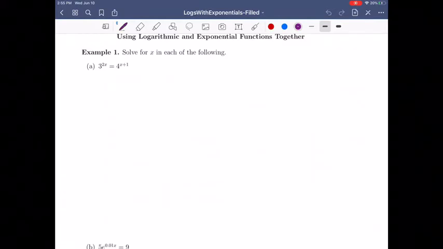I cannot write 3 and 4 in the same base. Because they're different. They're not powers of each other. So I can use logarithms to solve this. So if this number should be equal to that number, then the log of it should equal the log of the other one. Okay. So in particular, I'm going to use the ln, the natural log.